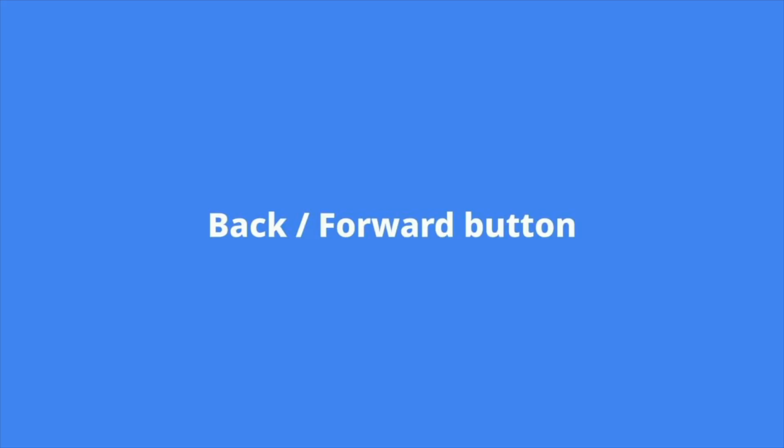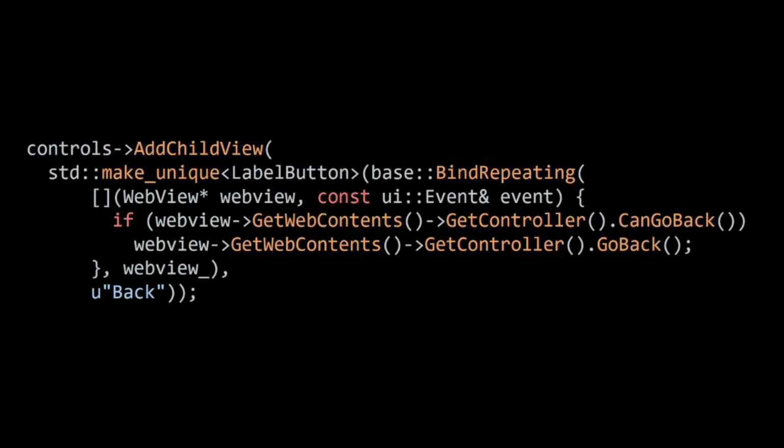Speaking of navigation stack, let's try adding back and forward button too. Again, I simply used Views' label button for UI control, and you can see that I used Controller's Go Back API. Forward can be done in the same way.